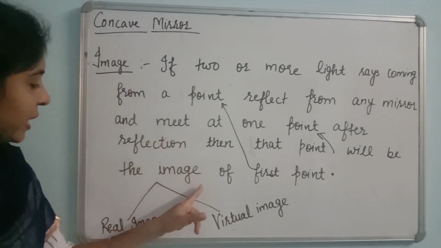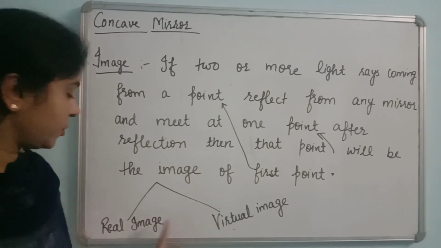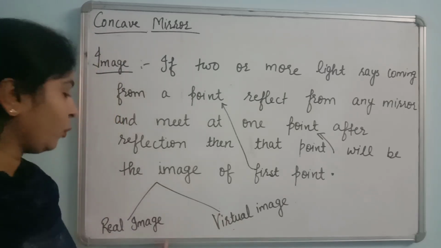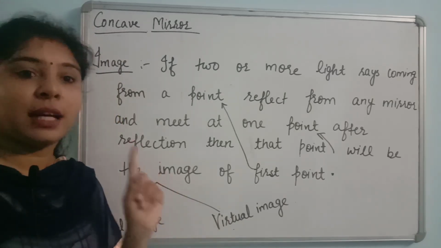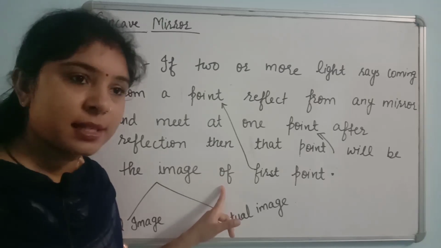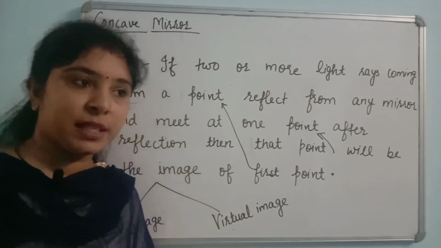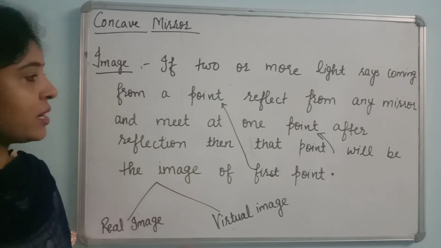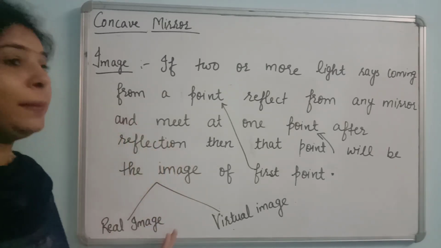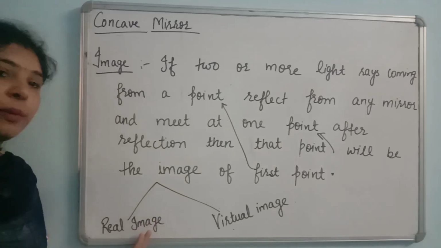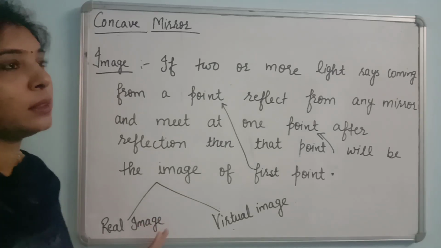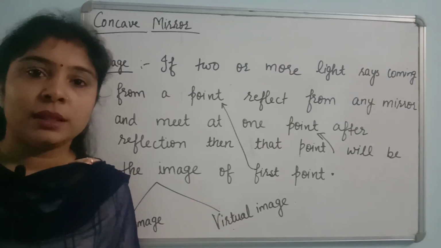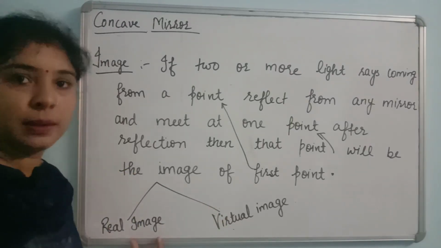The image can be of two types: real image and virtual image. How can we recognize them? If the light rays coming from the object actually meet at a point after reflection from the mirror, then a real image is formed. You can take the example of a camera: on the camera film, the image formed is always real.